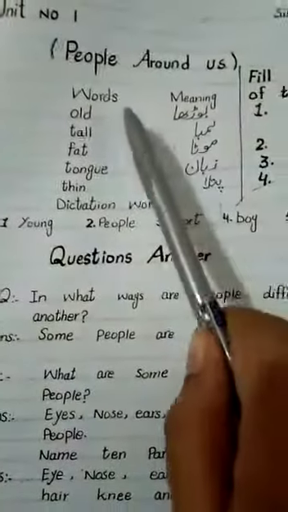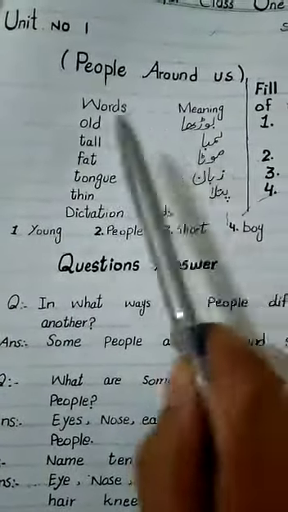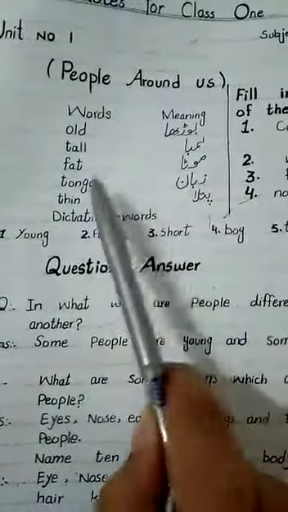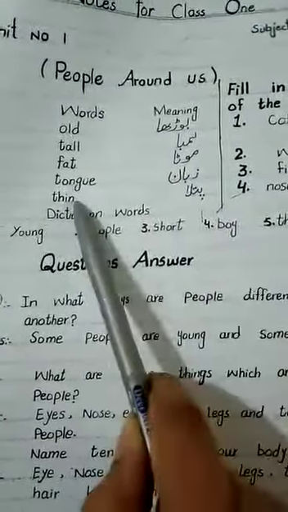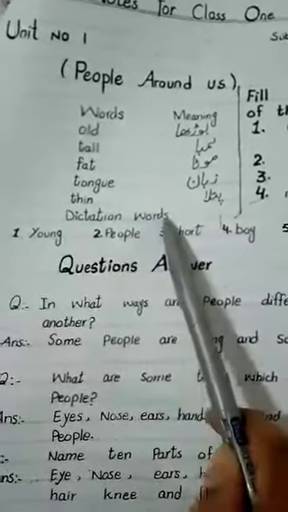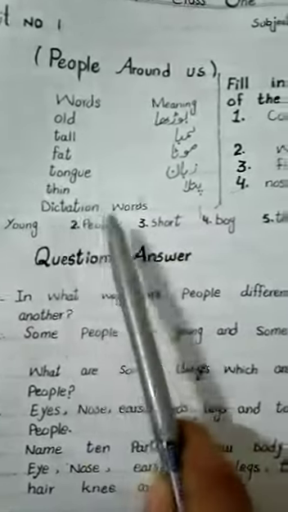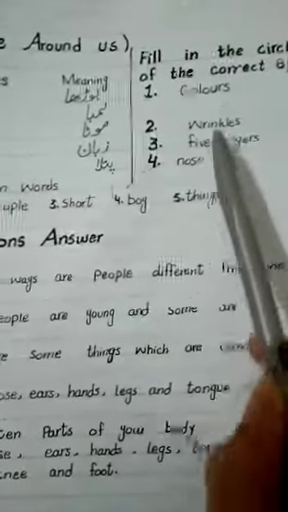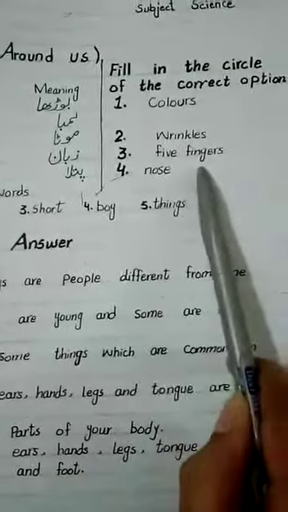Here are some words meaning: old, budha; tall, lamba; fat, mota; tongue, zuban; thin, patla. Here are some dictation words: young, people, short, boy, and things. And these are the MCQs done here.